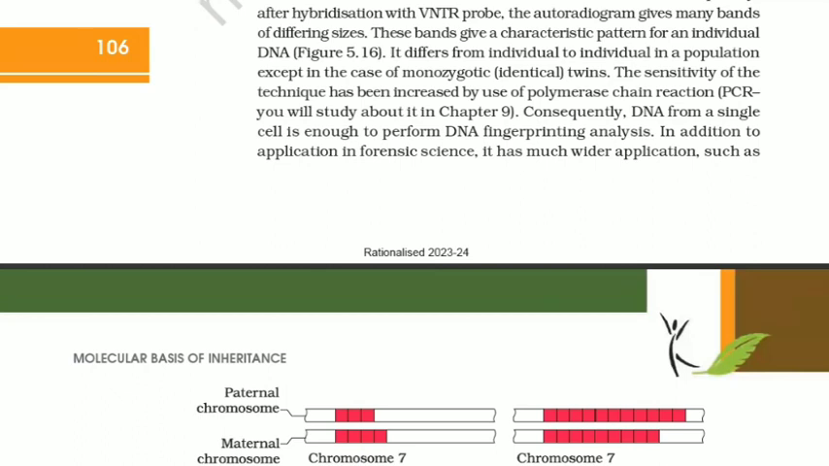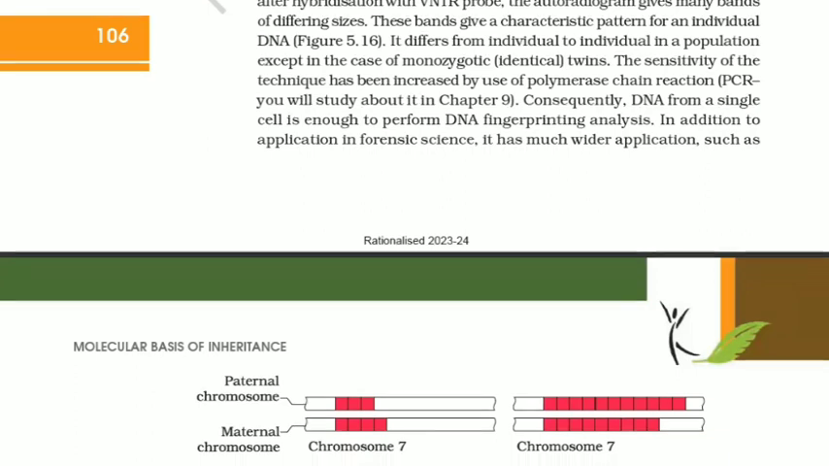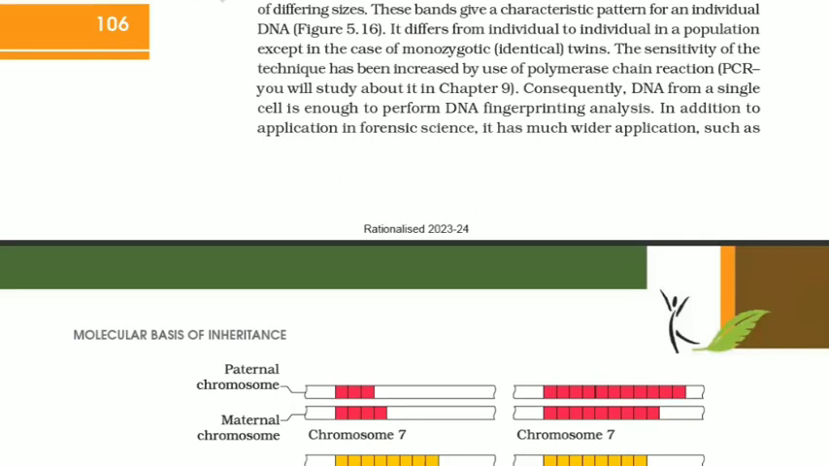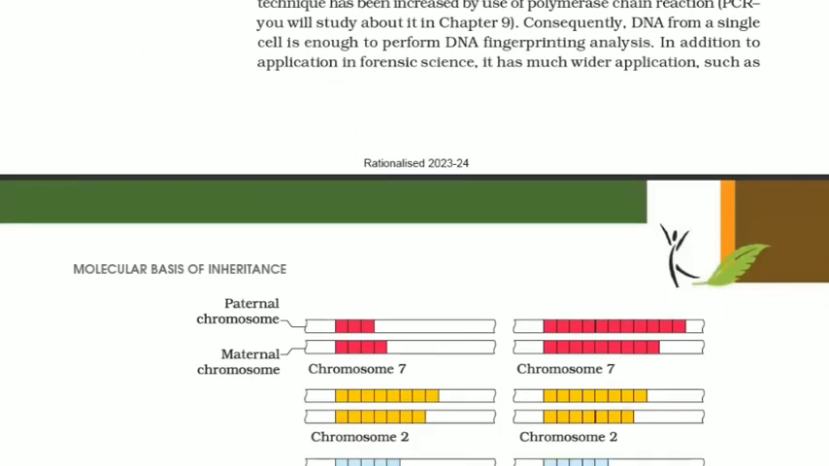Consequently, after hybridization with the VNTR probe, the autoradiogram gives many bands of different sizes. These bands give a characteristic pattern for an individual's DNA. It differs from individual to individual in a population, except in the case of monozygotic twins. The sensitivity of the technique has been increased by the use of polymerase chain reaction. Consequently, DNA from a single cell is enough to perform DNA fingerprinting analysis.